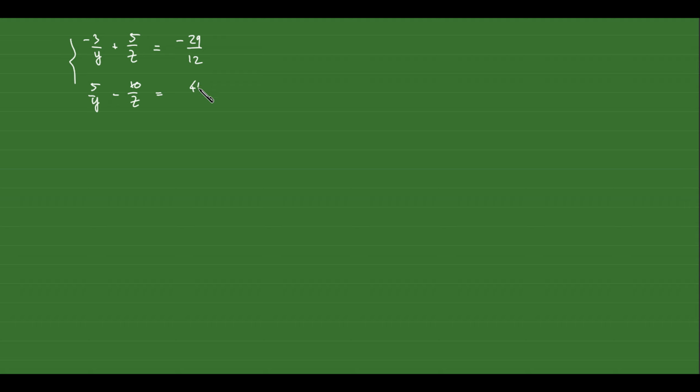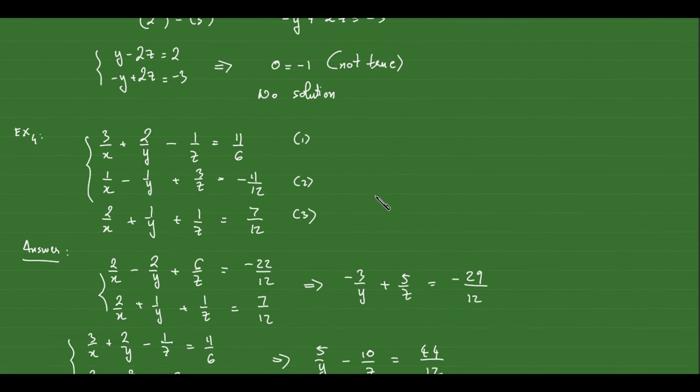Okay, 44 over 12. Alright, so I have the system now. Okay, so what we see over here. Okay, before I continue, I just want to go back and check if there's something wrong, because this fraction over here doesn't give me a good feeling at all. So let me go back and check. I think I had some kind of mistake here.